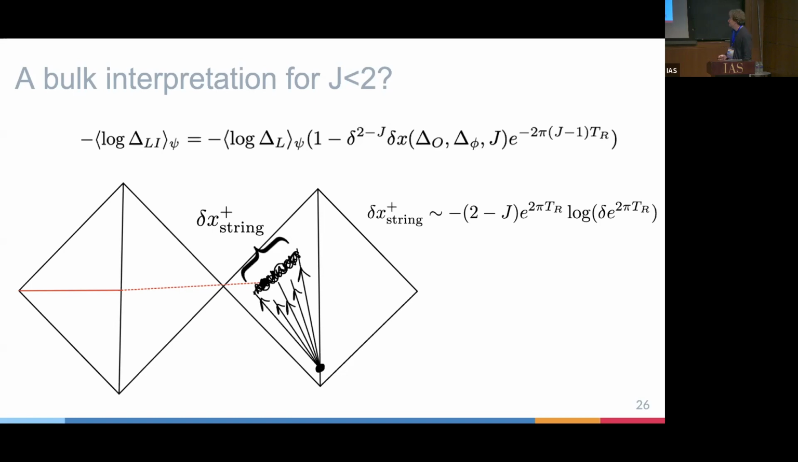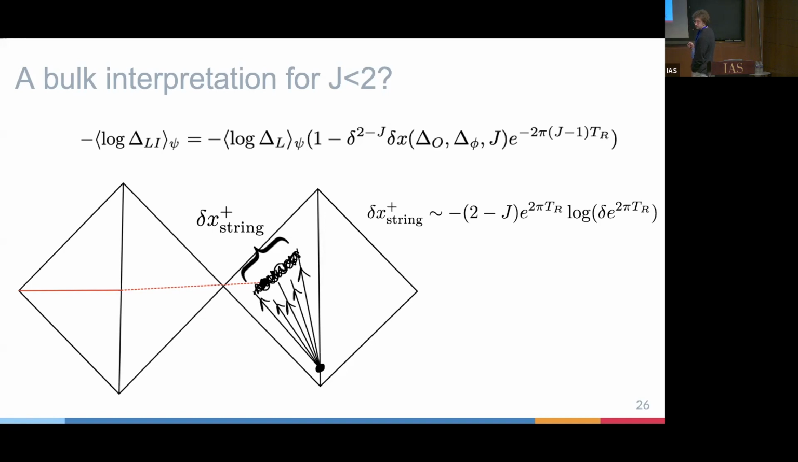Given that this is in conflict with much more trustworthy calculations on the string spreading effect, we're not totally settled on it. Can you say again why you have the exponential 2 pi tr term in the delta x plus?